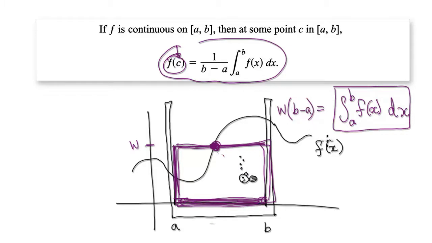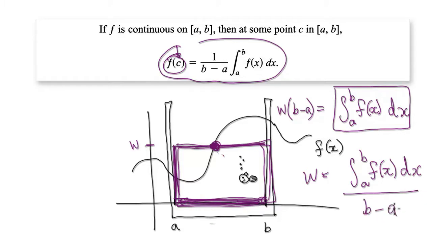So now, if you want to know w, then divide both sides by the width of the fish tank. So divide both sides by b minus a. So that would be w equals the integral from a to b f of x dx, and then you divide it by b minus a. But then I'm going to rewrite this as w equals 1 over b minus a, the integral a b f of x dx, because this is a fraction.